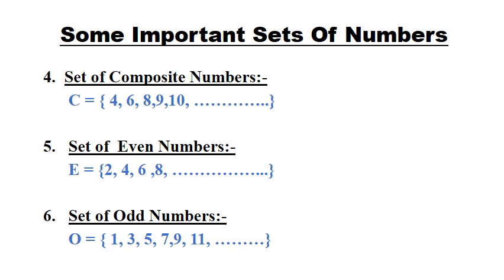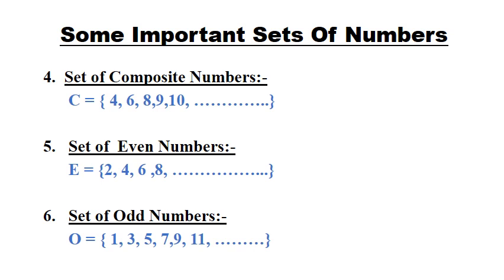Let's check the number 4. The factors of 4 are 1, 2 and 4. So it has more than 2 divisors. It means 4 is a composite number. Similarly, the other number is 6. So the factors of 6 are 1, 2, 3 and 6. Now it also has more than 2 factors or 2 divisors. So it is also a composite number. You can check all the remaining numbers.